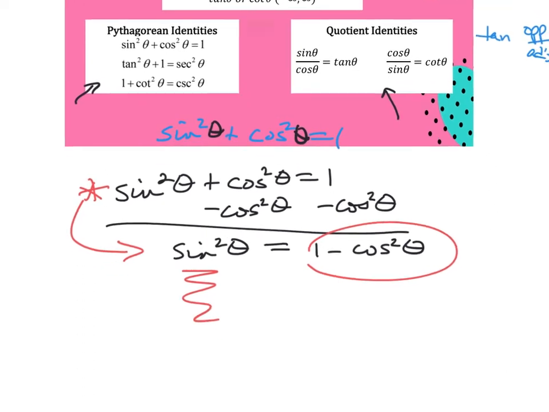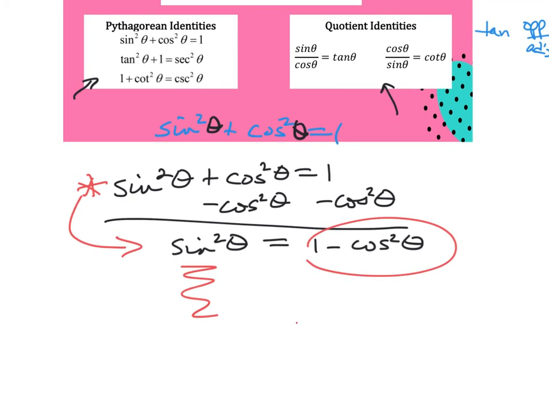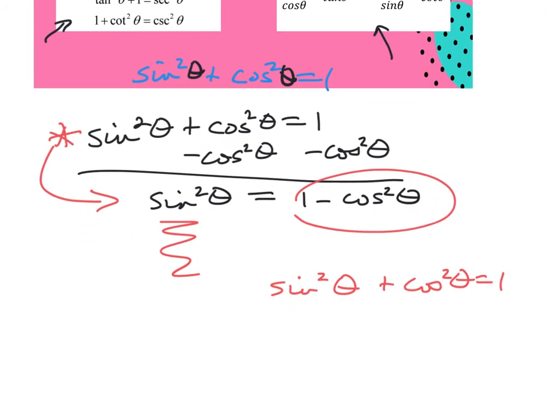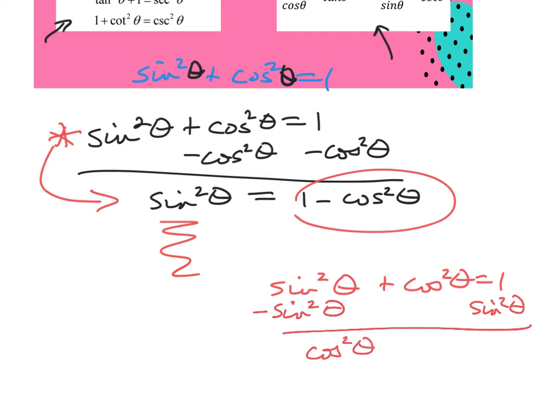I could do the same thing with the cosine. I could take sine squared theta plus cosine squared theta equals 1. And if I wanted to solve for cosine, I could move the sine over to the other side. So again, be able to recognize these identities in any form. And that would be what cosine squared theta would equal.